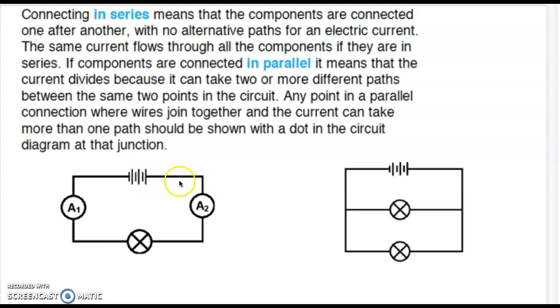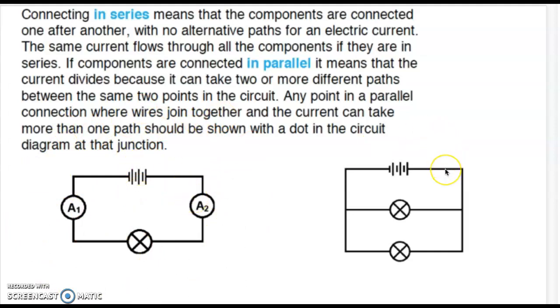Now, this brings us to the idea of a series and a parallel circuit. In a series circuit, all the components are connected up in series, one after the other. In this example, we have two ammeters, and we've got a power supply connected to an ammeter. The ammeter is then connected to the light bulb, and then the light bulb is connected to the second ammeter. And then the ammeter closes the circuit. If I was to open this circuit in any place here, then it would stop working.